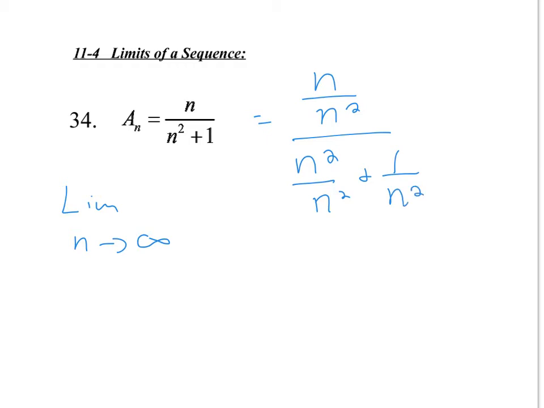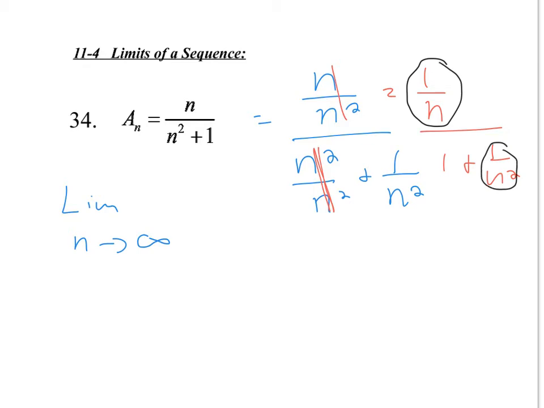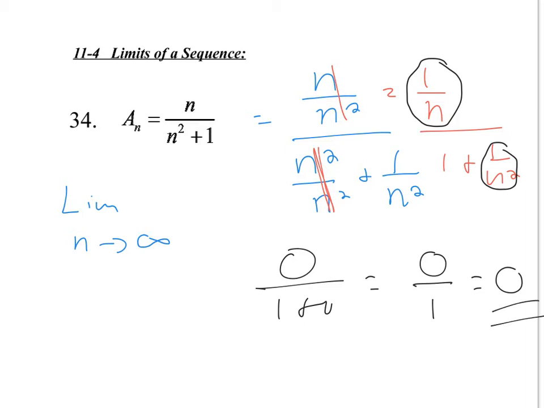Up top, one of the n's cancel, and I'm left with 1 over n. Here my n's cancel, I'm left with 1 plus 1 over n squared. Well, as n goes to infinity, by definition, this becomes 0. This becomes 0. So it looks like I have 0 over 1 plus 0, which of course is 0 over 1, which equals 0. And so, therefore, the limit of that sequence as n goes to infinity is 0.